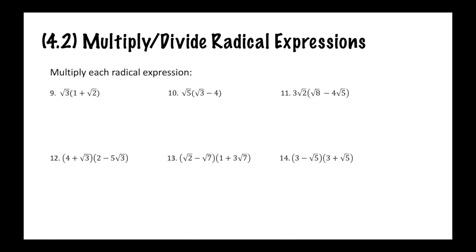We're still going to be multiplying in this set of problems. It's just that now we're looking at multiplying a single term by a set of 2 terms. So as I multiply this root 3 in, I do need to distribute that in. Root 3 times 1 is going to give me root 3. Root 3 times 2 is going to give me root 6.